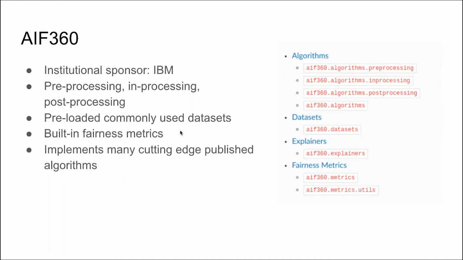Quite a large array of fairness metrics are built in. And what's really nice about this code base is that they implement many cutting edge published algorithms. So unfortunately, academics do not always contribute to one standard code base. Often they will just release the code for their paper in their own GitHub repository. So you don't easily have a way of using many state-of-the-art algorithms in just one package. But that is what AIF 360 does, and that's quite nice, both because of the sponsorship of IBM and the fact that it's quite up to date.